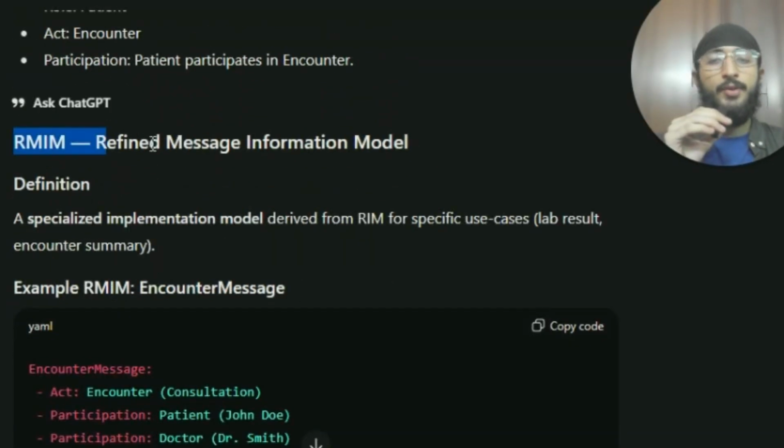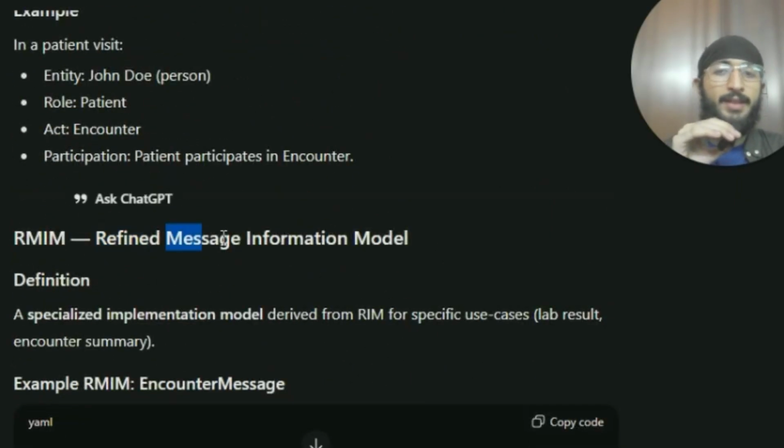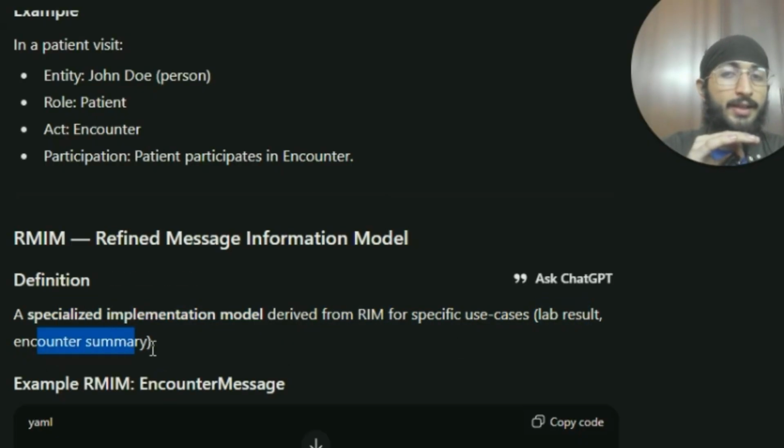Now we have the RMIM, which is the refined message information model. First we have the reference information model. Now it is the refined message information model, which is a specialized implementation model derived from the reference information model for specific use cases like lab result and encounter summary.